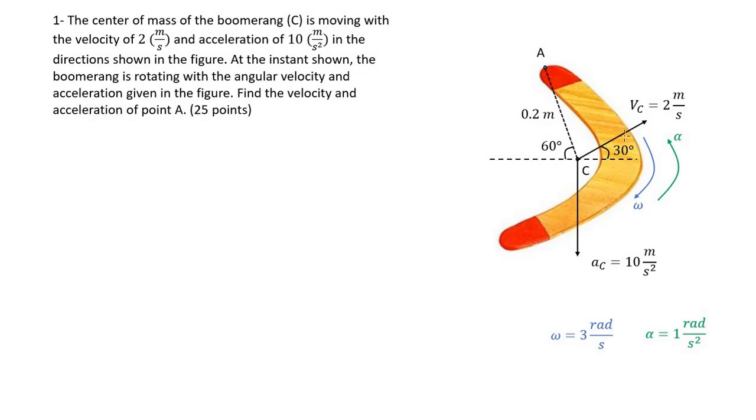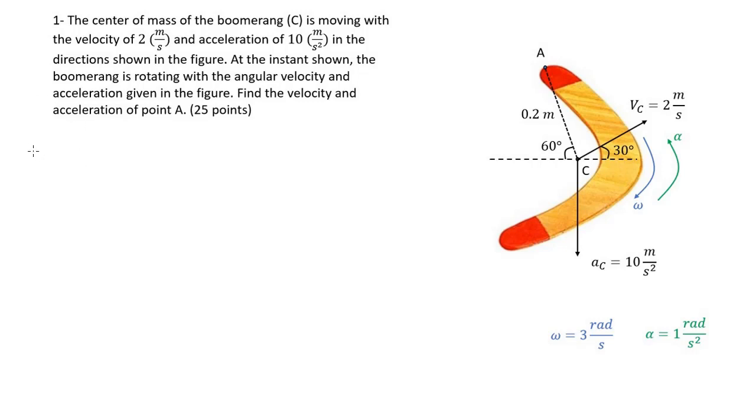This is a classic example of rigid body dynamics. We said that for a rigid body, if we have the velocity and acceleration of one point and also the angular velocity and angular acceleration of the rigid body, we should be able to find the velocity and acceleration of any other point of the rigid body. Here we have the velocity and acceleration of point C, which virtually belongs to the rigid body. We have omega, we have alpha, and we are asked to find the velocity and acceleration of point A. So let's start with velocity.